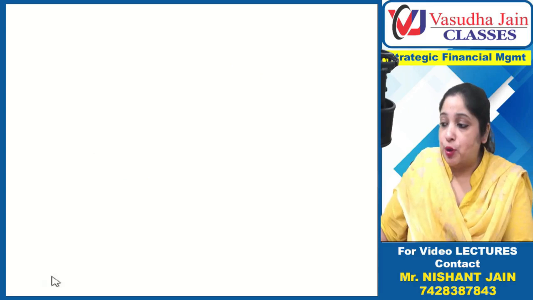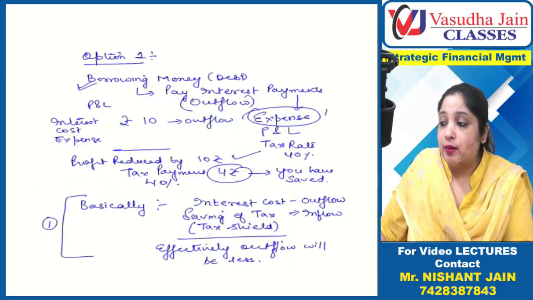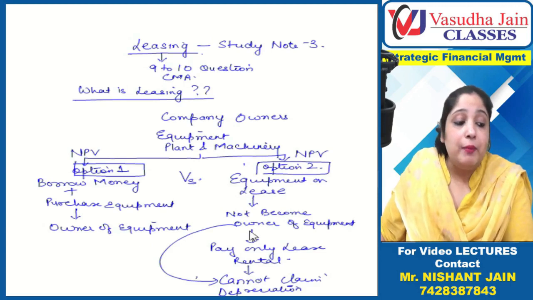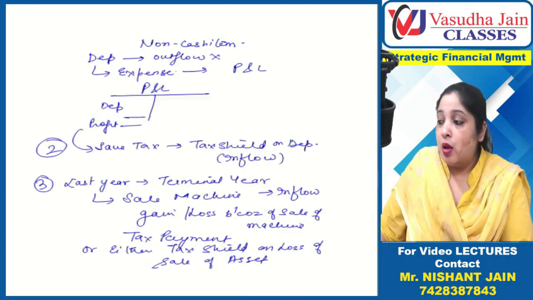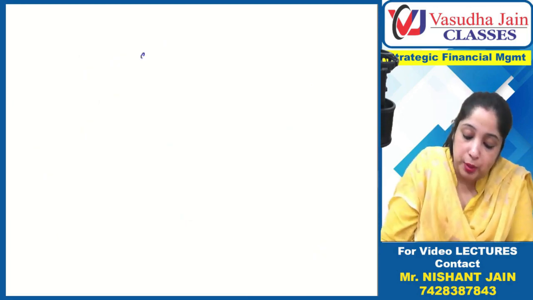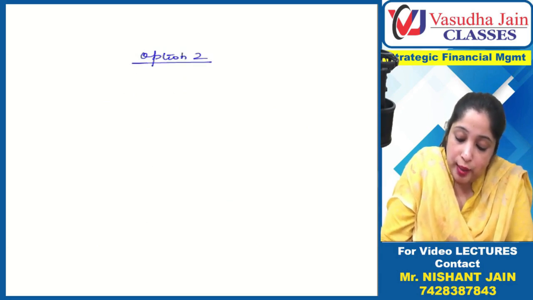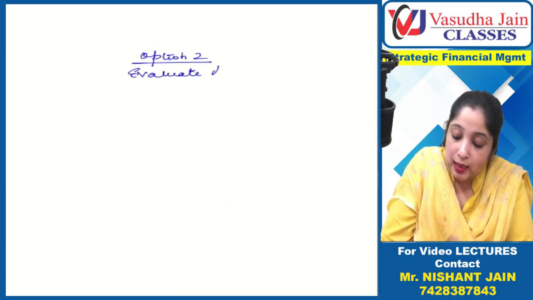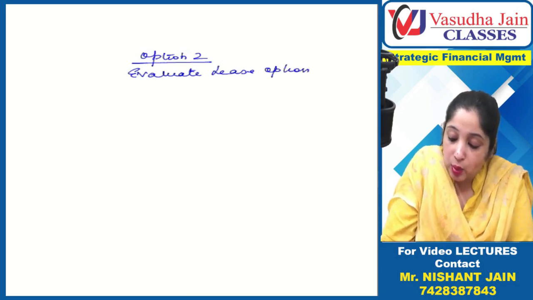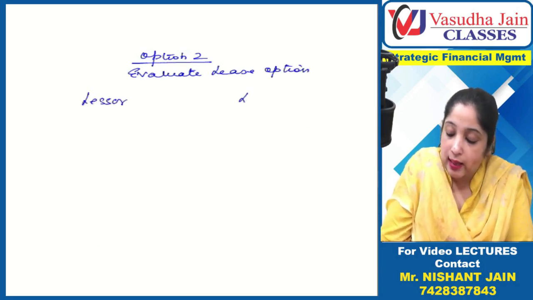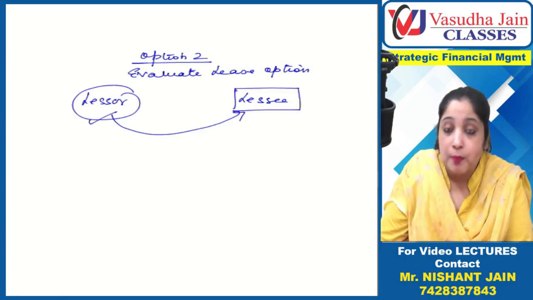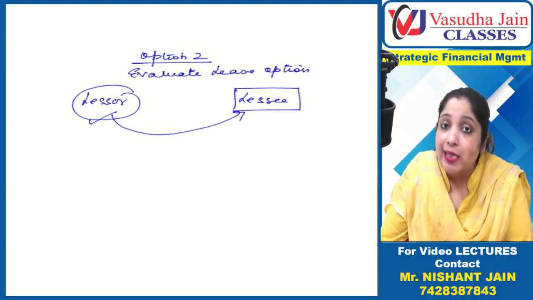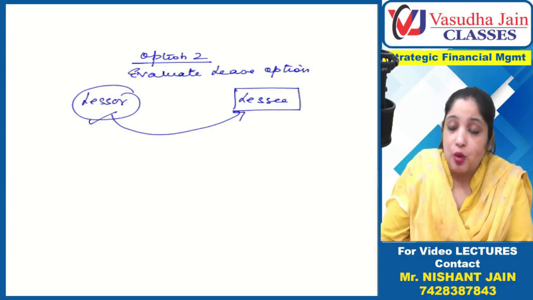Then the second option. The second option is you take the machine on lease. Now what happens when you take the machine on lease? There are two parties involved, option number 2. When you are going to evaluate the lease option, there are two parties involved. One is the lessor and the other is the lessee. The person who gives you the machine on lease is called the lessor, and the party who receives the machine on lease, who uses the machine on lease, is called the lessee.